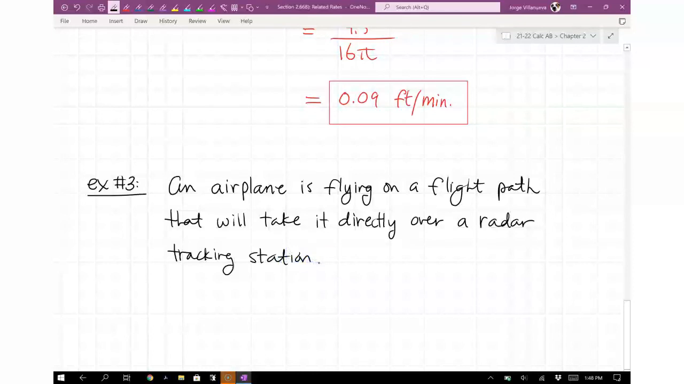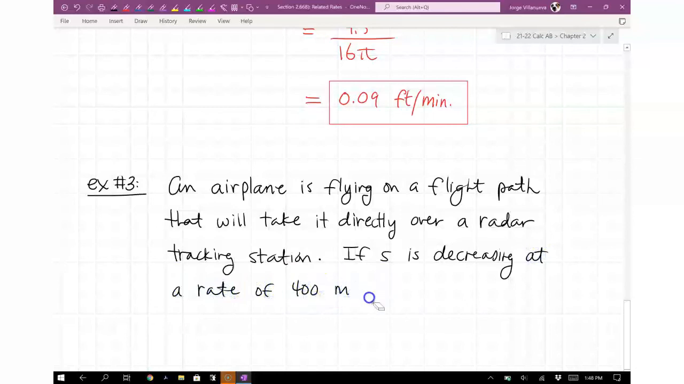Right here it says, as shown in the picture, so I'm probably going to have to draw a picture for you guys. It says, if S is decreasing at a rate of 400 miles per hour, when S equals 10 miles, what is the speed of the plane?